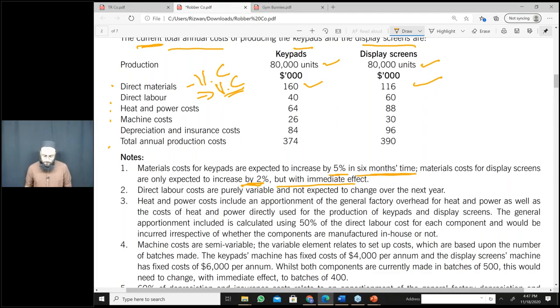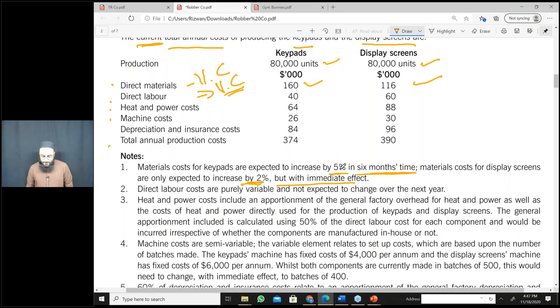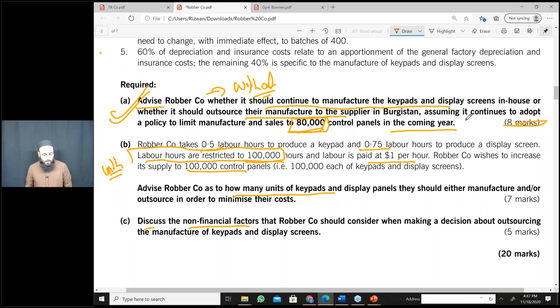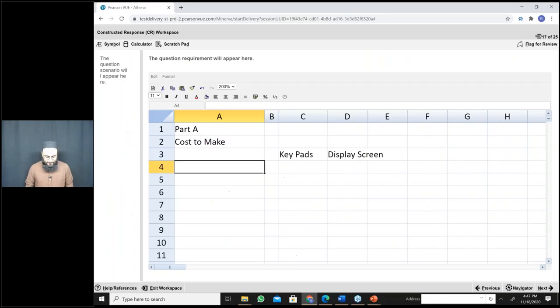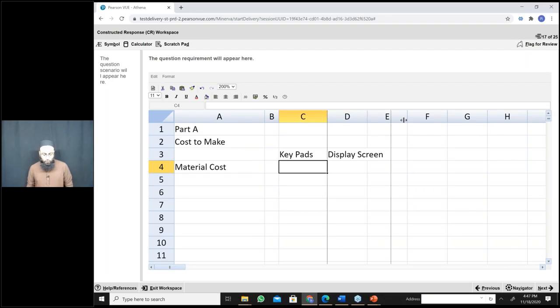Okay, let me quickly check the marks of this first requirement. It's an 8-mark requirement, so I'll tell you the marking scheme as well. Now, material cost, no need to show separate calculations. I can work out in the cell. I think there will not be an issue if I work this out in the cell.